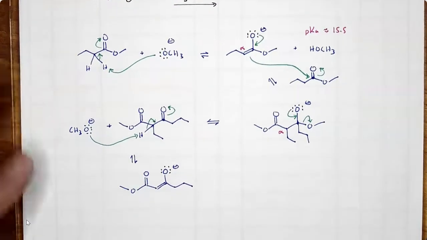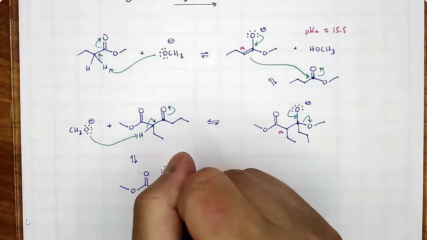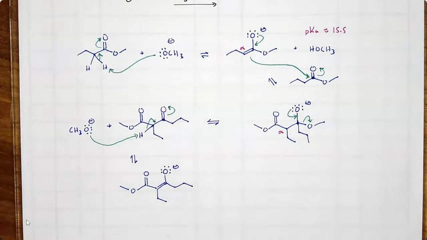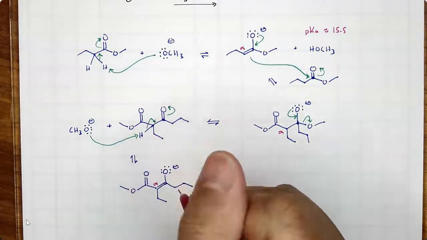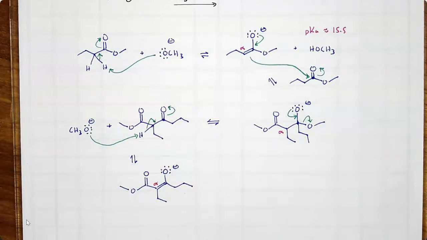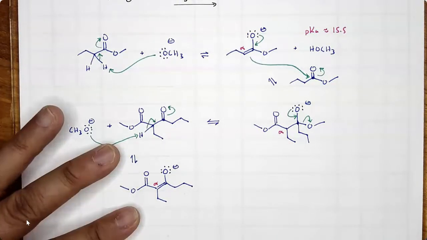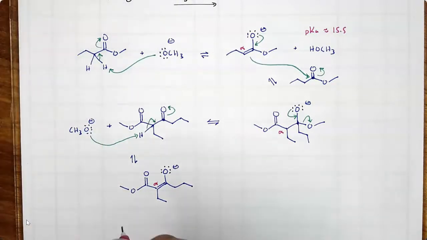Oops, you don't see that. Just be careful. Make sure everything's still there. There's your alpha. Okie dokie. So this is done after the first reaction. So this is your anionic Claisen condensation.